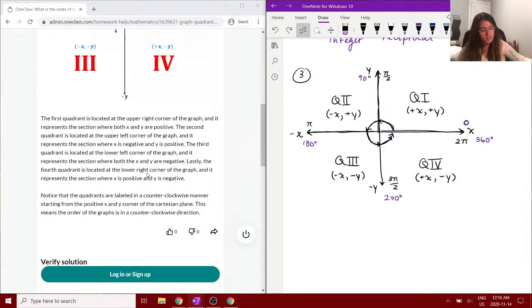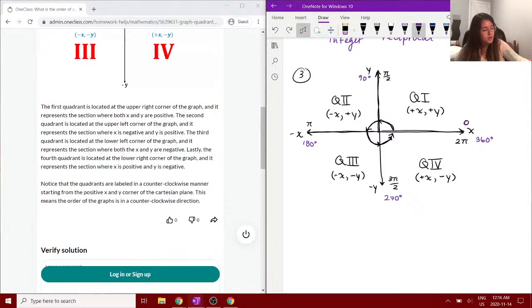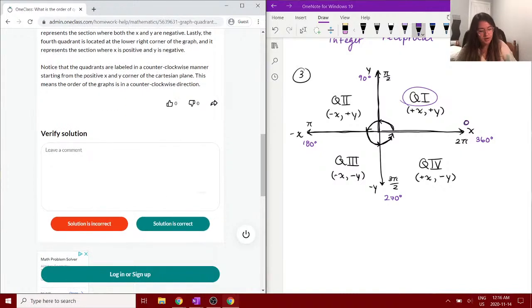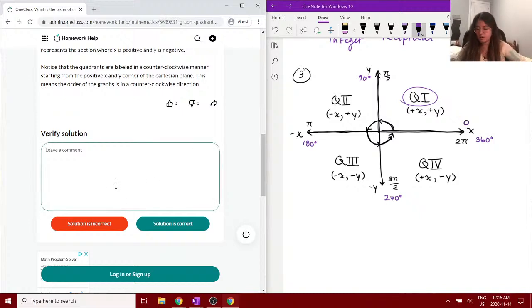The first quadrant is the upper right corner of the graph, as we said, this quadrant here. And it's basically just talking about the positive and negative versions of x and y, which we've already talked about, so you can move on from that. Yes, and they are labeled in a counterclockwise manner, so around the circle. All right, correct solution. And we're good for that question.